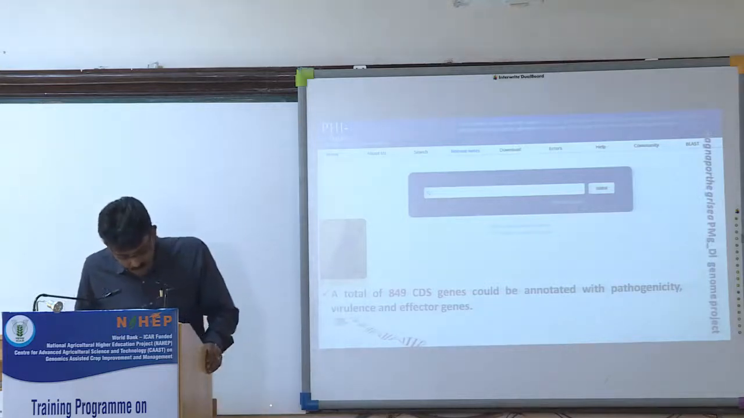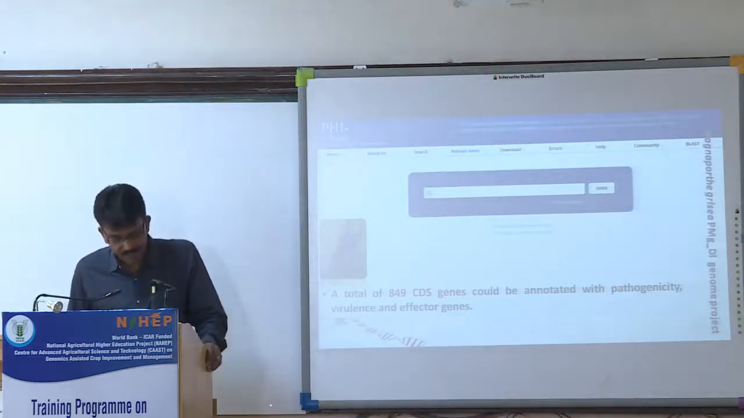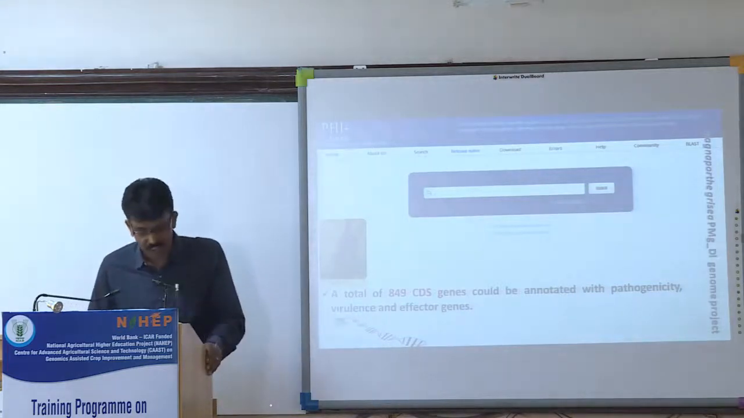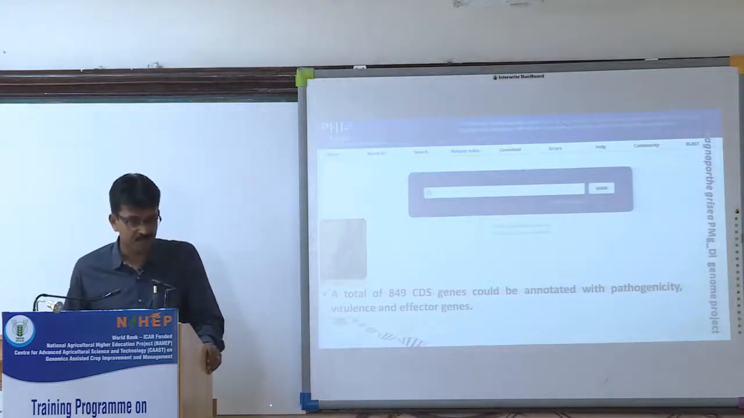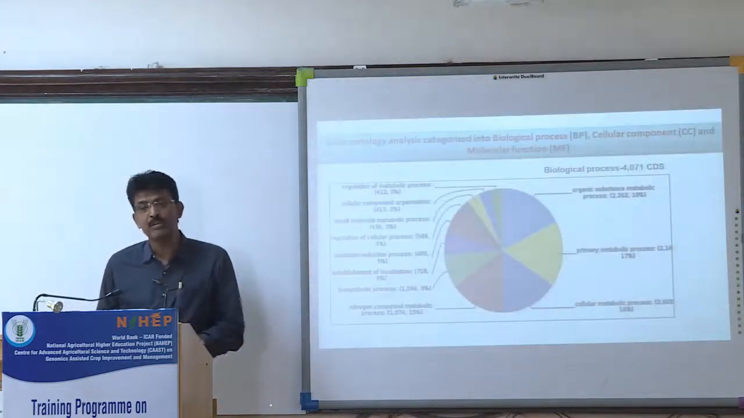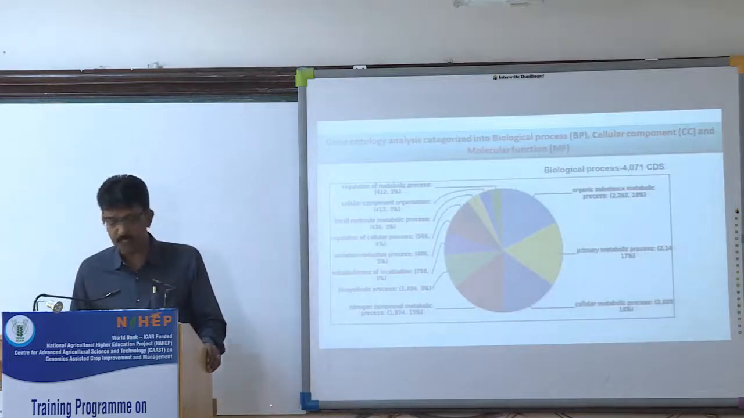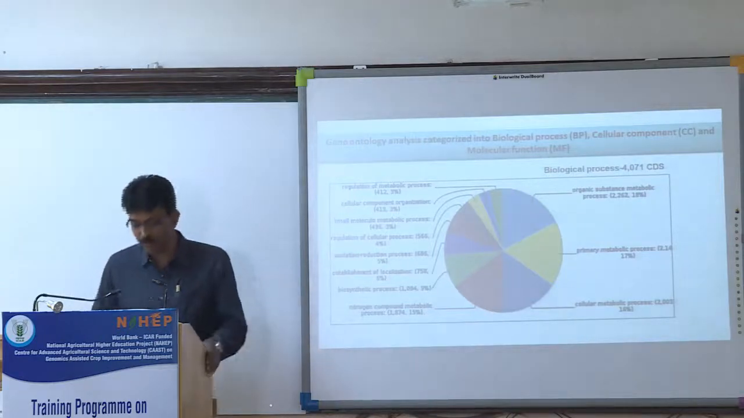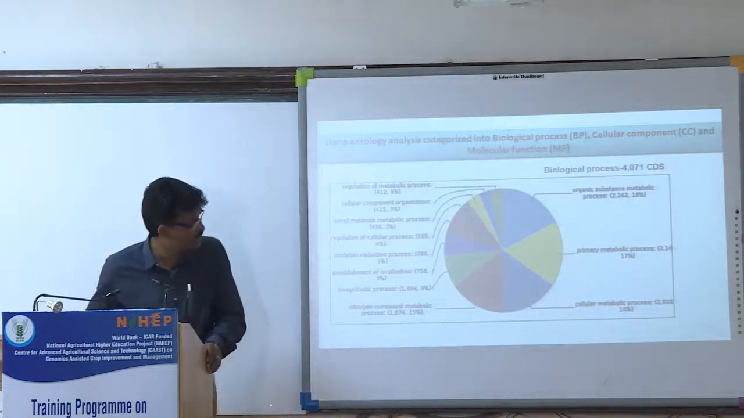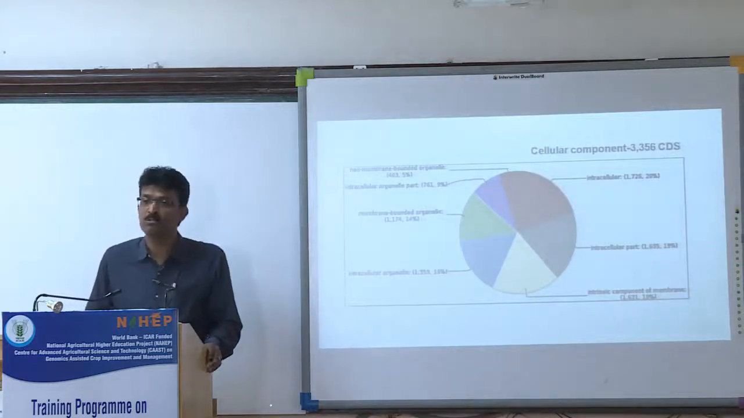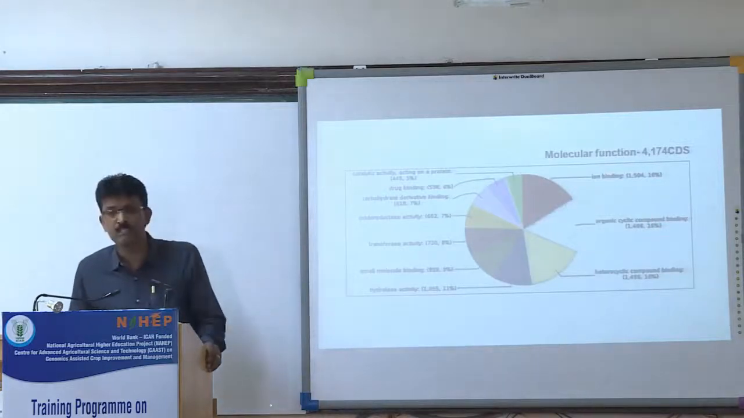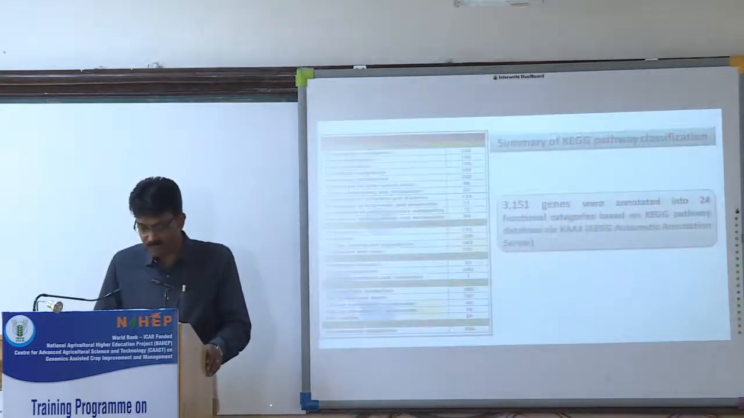In this particular genome, we found around 850 CDS genes. They have a role directly or indirectly in pathogenicity, virulence and effector function, right. And of course, these are routine KEGG analyses people do, and it comes out with different data sets. For instance, in this case, the number of genes having a role in biological process is around 4000 CDS, cellular components around 3356 CDS, and molecular function around 4174 CDS. These are routine output you normally get from such work, right.